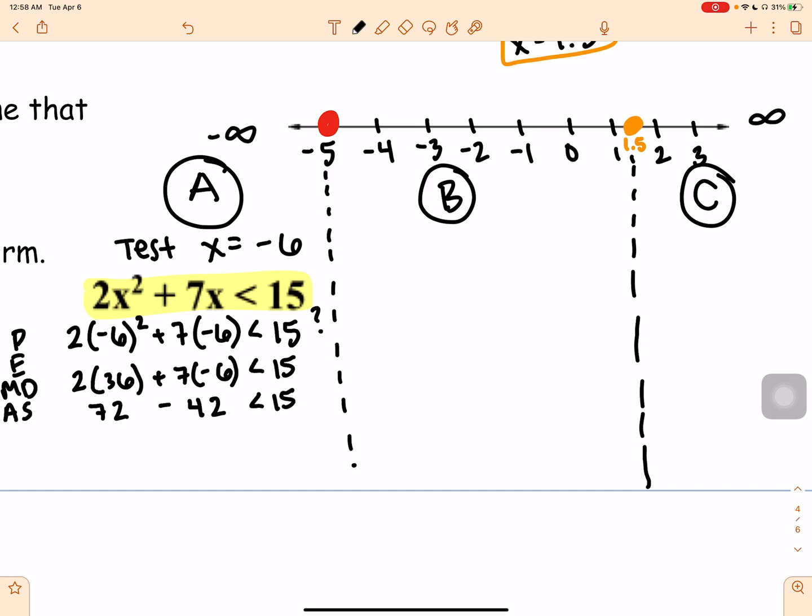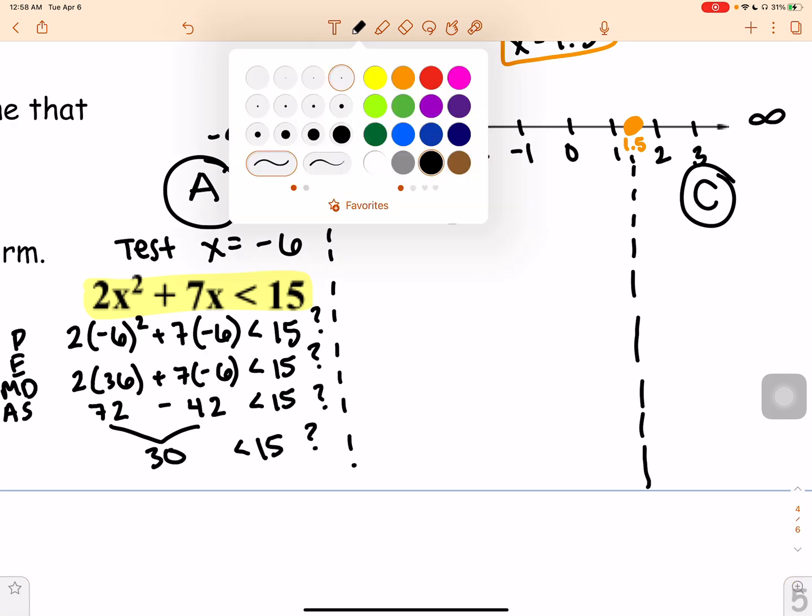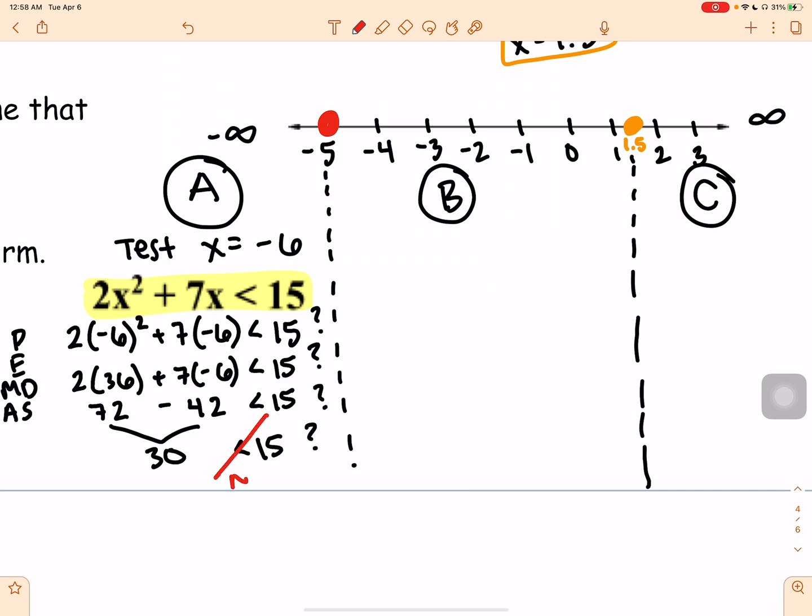And then we just have to check less than 15. So it's still like a big old question mark. We don't know, right? 72 minus 42 is 30. Is that less than 15? No. Does not work. Okay? But we still want to test all of the others. So we know that it is not going to go to the left this way. It will not go that way.